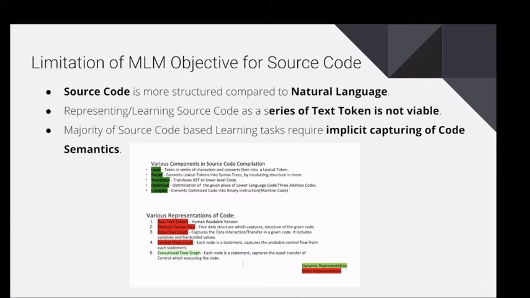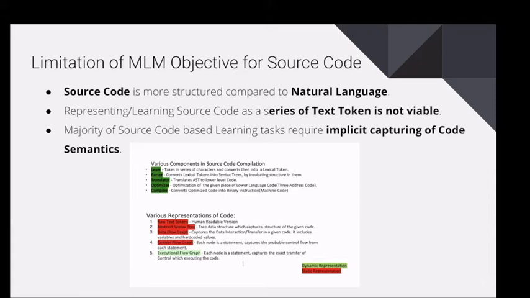The third and most important reason is that the majority of source code based learning tasks require some implicit capturing of code semantics. What do I mean by that? For instance, take code similarity detection. You have two blocks of code which, if you see them as a series of text, may not be similar, or even the syntax would be different. We have to check the semantics of the code to represent the two ways of writing code in a unified way.